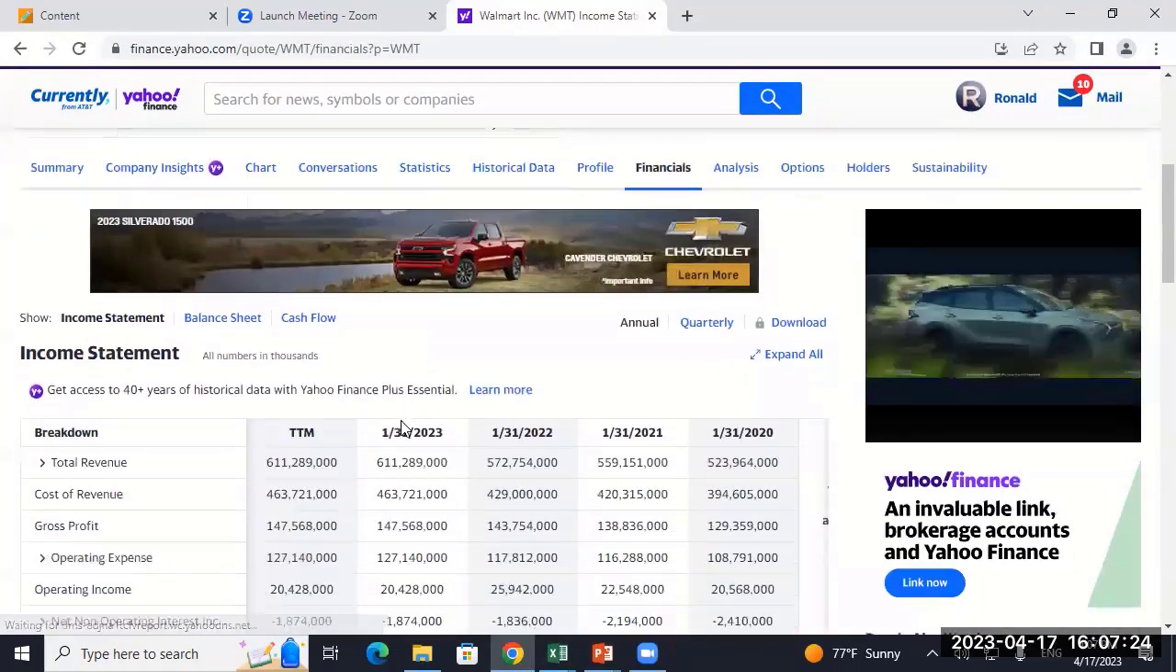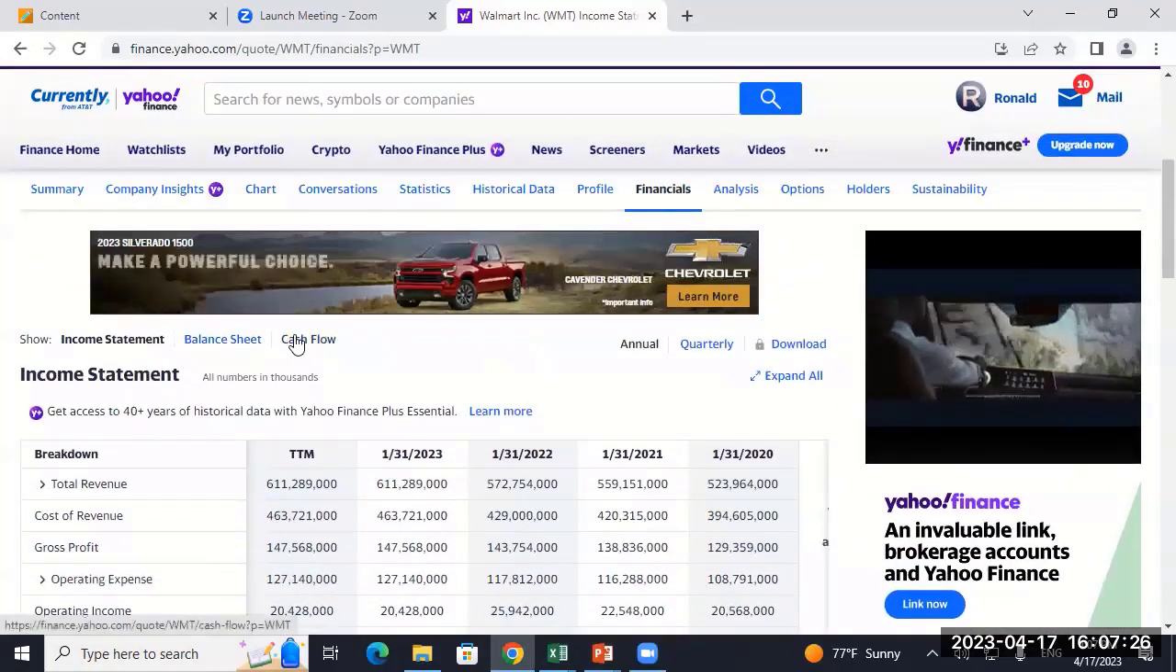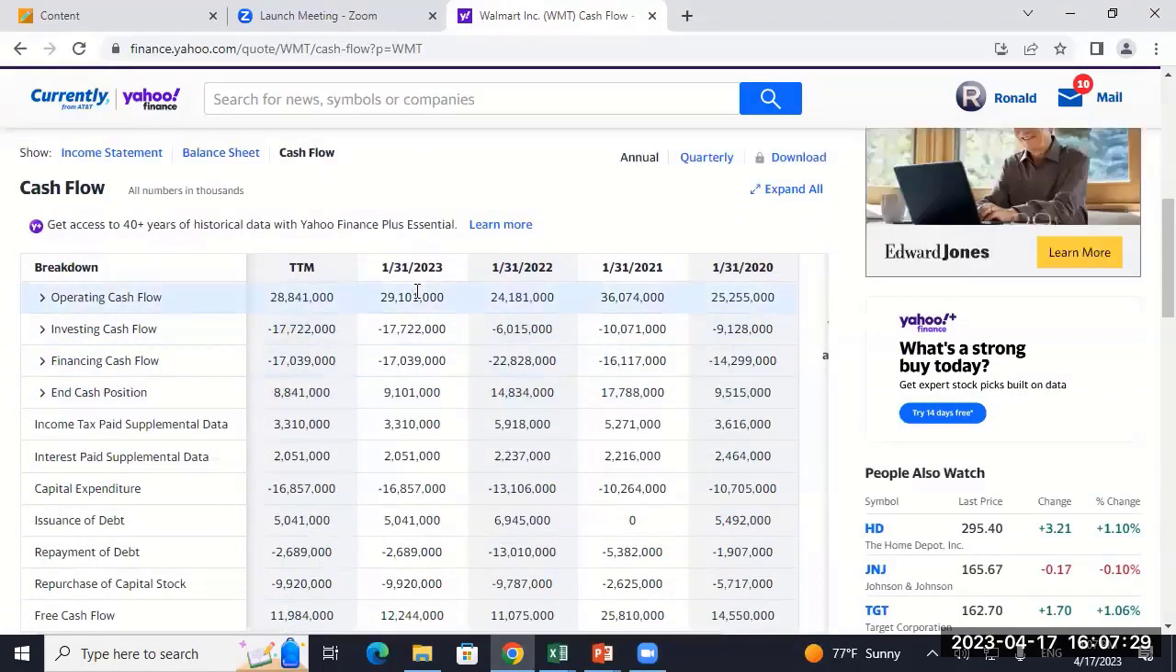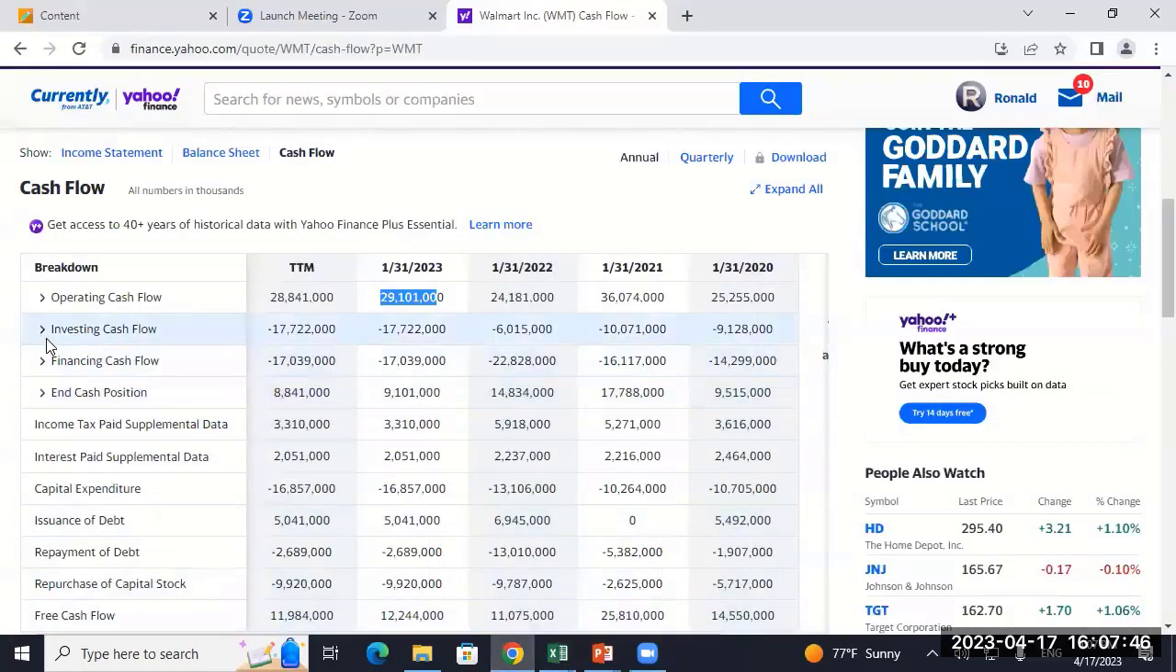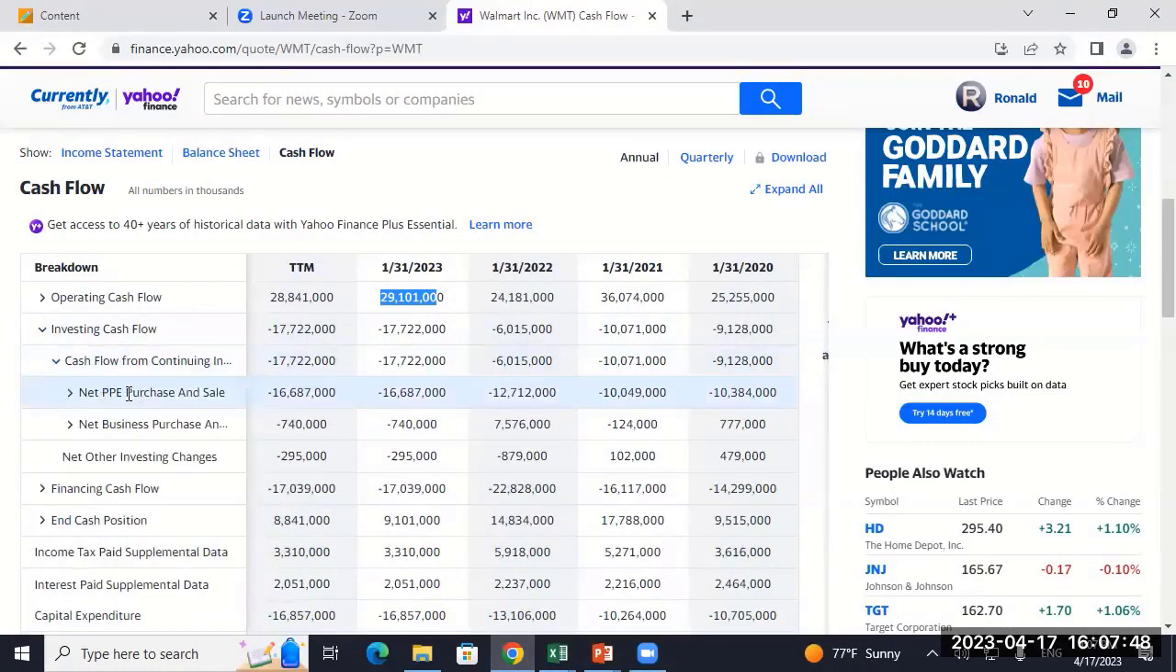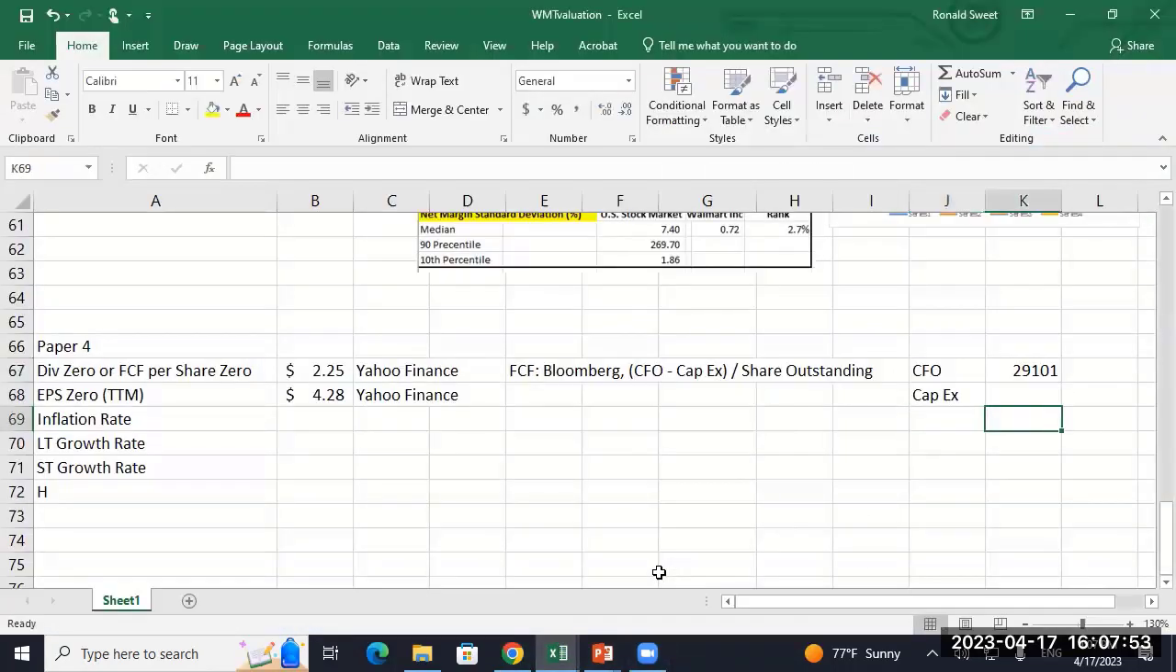And they can be radically different. You go to financials, you go to the cash flow statement. I wouldn't do the trailing 12 months, I would do the last year. So their cash from operations is 29,101. I might have done this earlier in class, but we'll do it again. 29,101. CapEx, you get that under investing cash flows. You're looking for property, plant, and equipment, 16,687. Free cash flow.